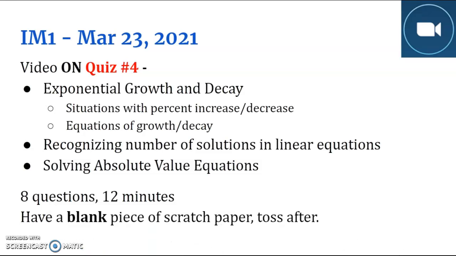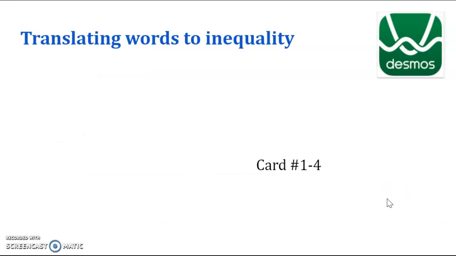So we started with quiz number 4 on exponential growth and decay. If you missed it for whatever reason, please contact me as soon as possible to make up the quiz. Alright, then we went on to doing some practice on translating words into inequality. That's Desmos card number 1 to 4.